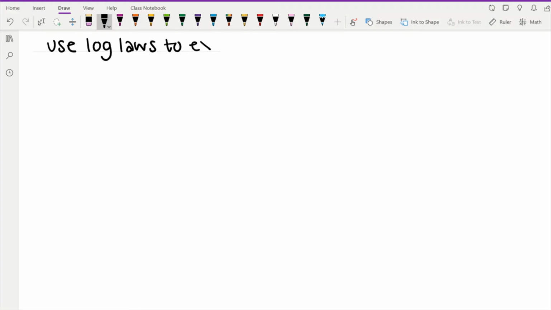to expand the following. What I mean when I say expand is we're going to start with expressions that look like one single logarithm, and we're going to break them into pieces. And it might initially seem like we're making these things more complicated, but the pieces we're breaking them into will be simpler. So let's jump into some examples.